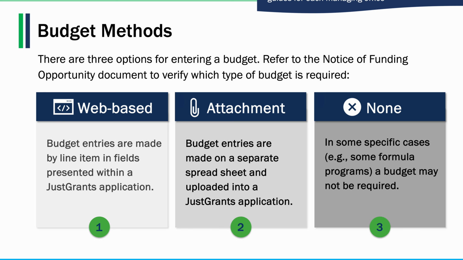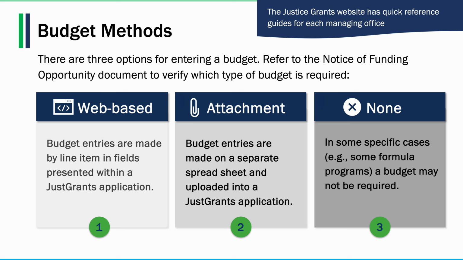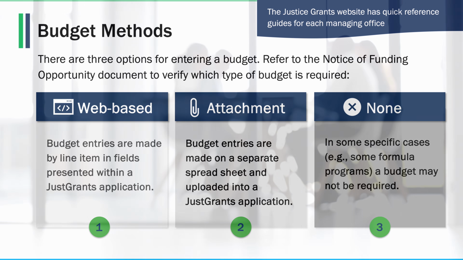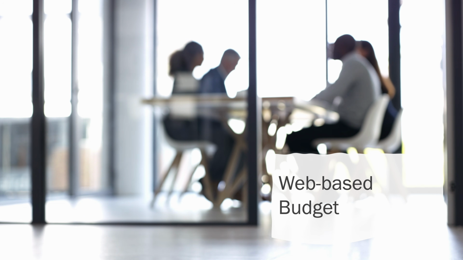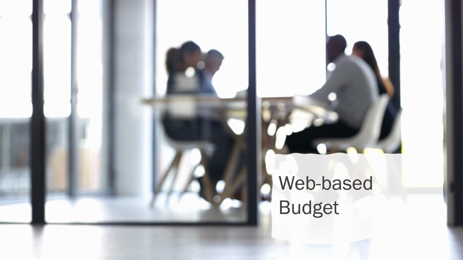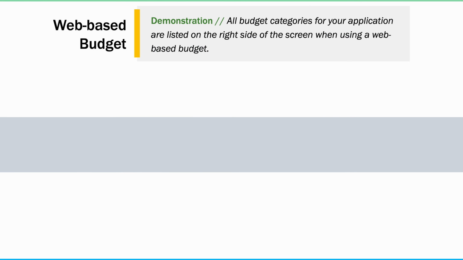The method you'll use can vary depending on the DOJ office managing the funding opportunity, whether it's the COPS office, OJP, or OVW. Be sure to refer to your NOFO and the corresponding guidance table for specifics on what's required for your application. First, we'll demonstrate the web-based budget.